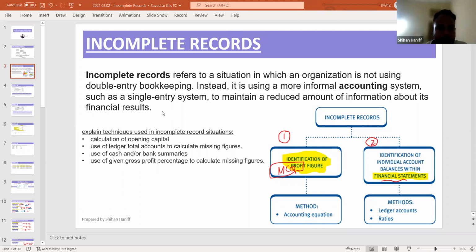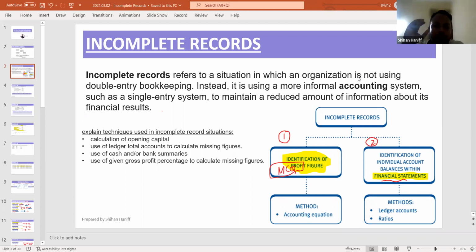Okay, right. So what is meant by incomplete records? Incomplete records refers to a situation where the organizations are not using the double entry bookkeeping. They don't have a proper double entry system. Then they don't maintain ledger accounts. So it's very difficult to find out the profit or loss of the business.